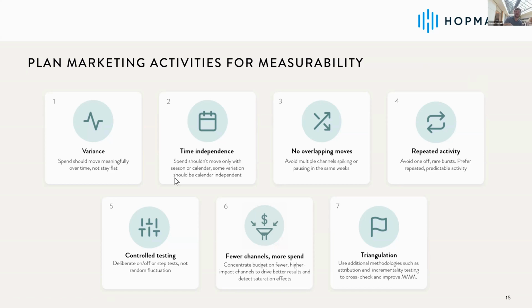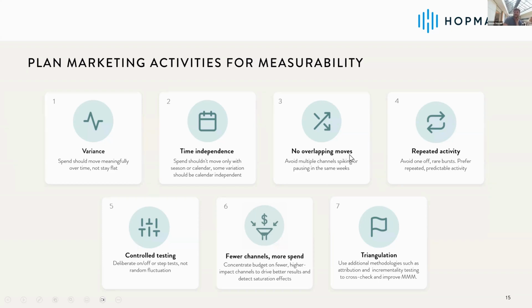So one thing I already mentioned is the variance in your spending. You should have a couple of weeks where you spend a bit more on one channel and less on other channels, so that the model can at the end pick up signals more easily. And you should also not always spend based on the calendar. You should maybe sometimes also just spend a bit irregularly and not only have this seasonality spending.